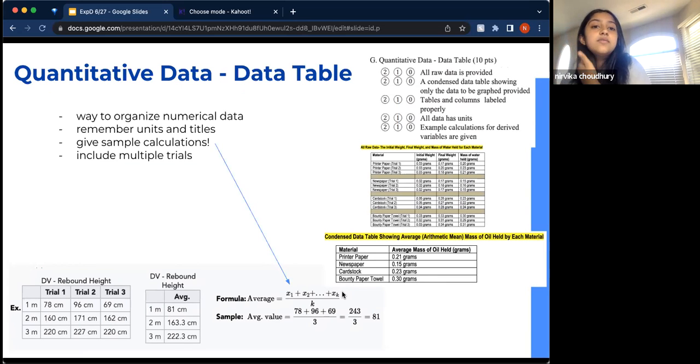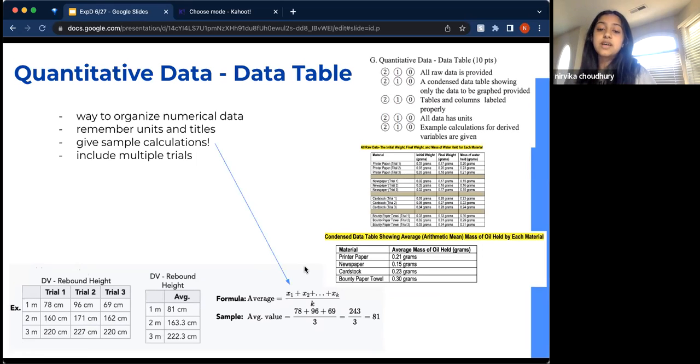Okay, quantitative data or the data table. So it's a way to organize numerical data, and you have to remember the units and titles. So you can see in any one of the tables here, they all have units, and they all have titles. Okay, well this one doesn't have a title, but it's supposed to have a title, and we have to give sample calculation. So you can see where the arrow is pointing to, we have a sample calculation for average.